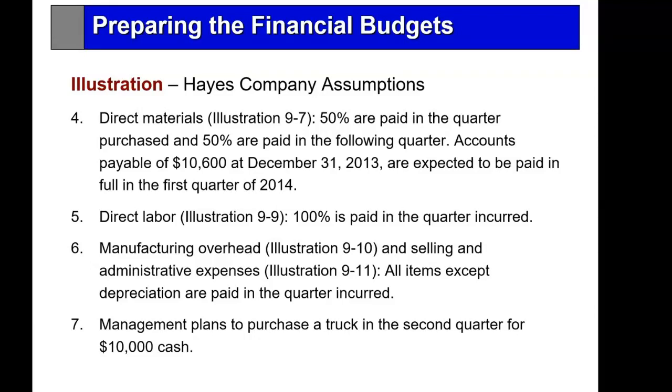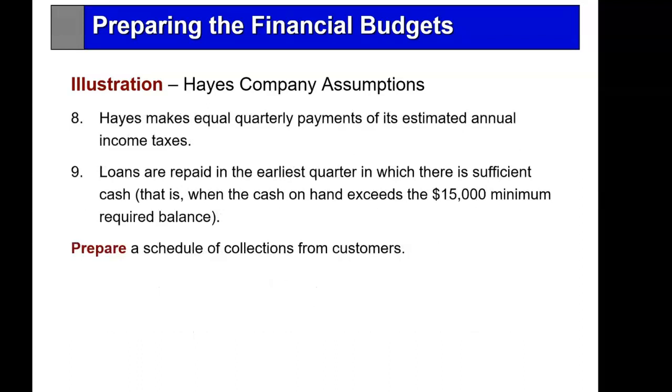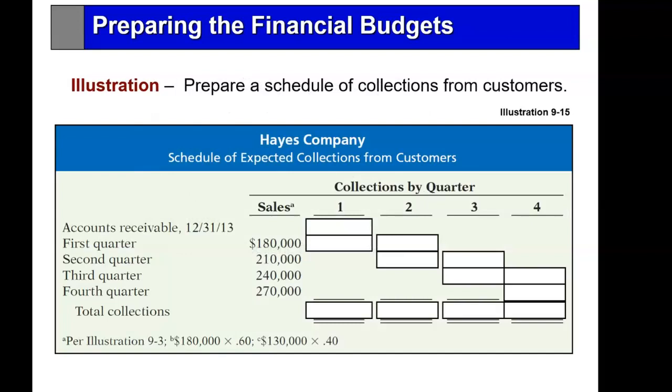Management plans to purchase a truck in the second quarter. They make equal quarterly payments of the income taxes. And when they have to repay the bank, they repay them in the earliest quarter in which there's enough cash on hand, plus interest. So here we go.